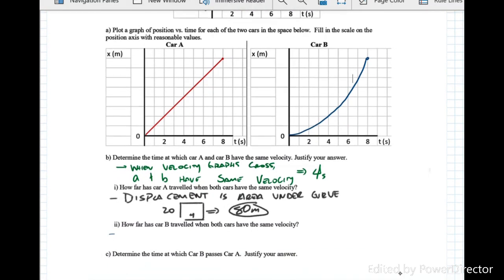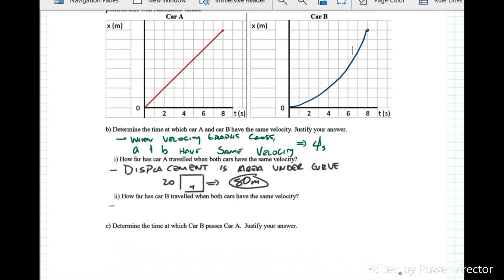Then how far has car B traveled when both have the same velocity? I need the area. The area of that shape is a triangle. Base is 4, the height is 20, but since it's a triangle, it's 1/2 base 4 times height 20, or 40 meters. That means when they have the same velocity, car B has only traveled half as far, way behind car A. Determine the time at which car B passes car A.